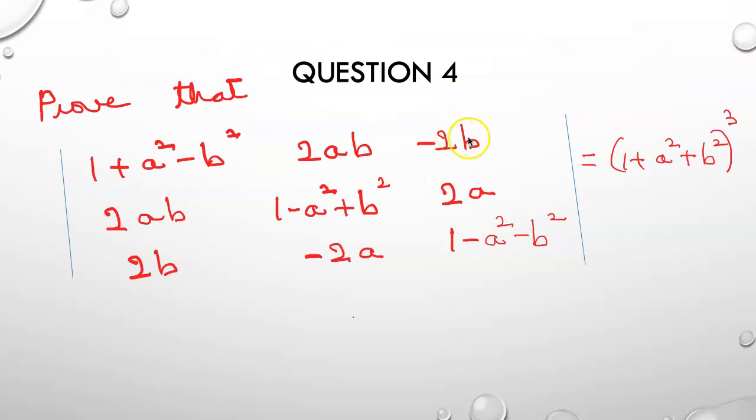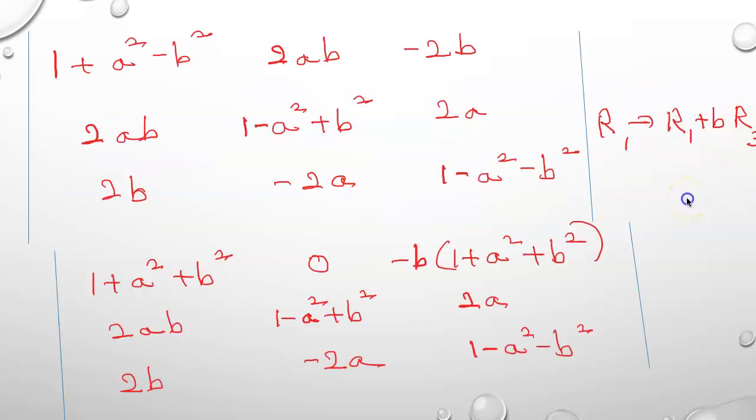Coming to question 4, prove that the determinant 1 plus a squared minus b squared, 2ab, minus 2b; 2ab, 1 minus a squared plus b squared, 2a; 2b, minus 2a, 1 minus a squared minus b squared is (1 plus a squared plus b squared) the whole cubed. So we have to keep looking at our RHS. I need to get a 1 plus a squared plus b squared. So how will I do that?